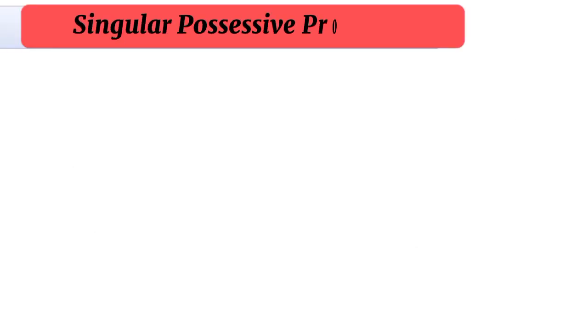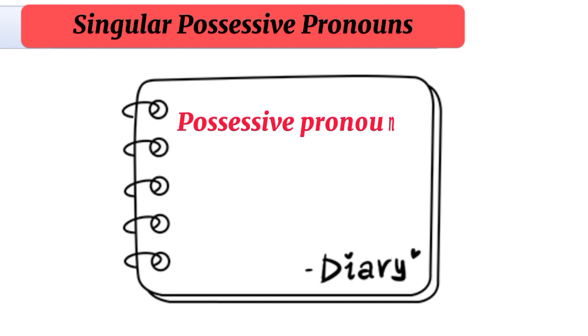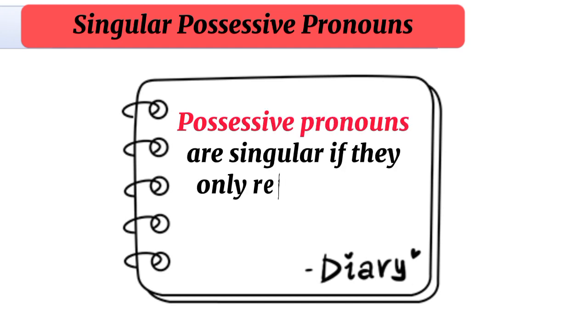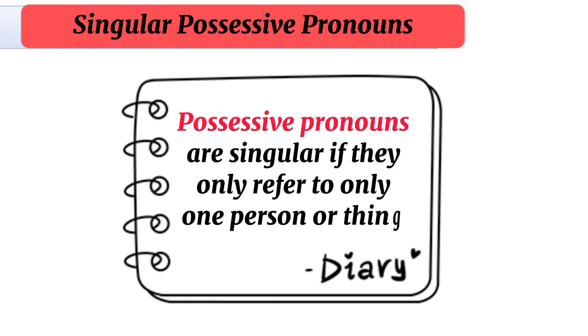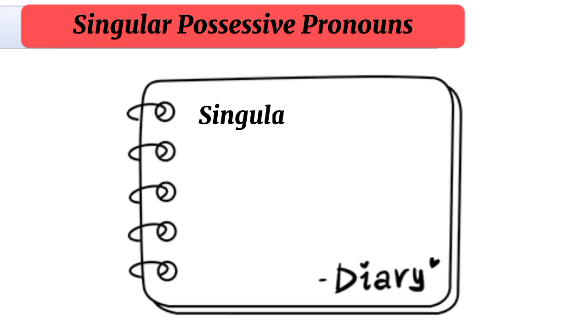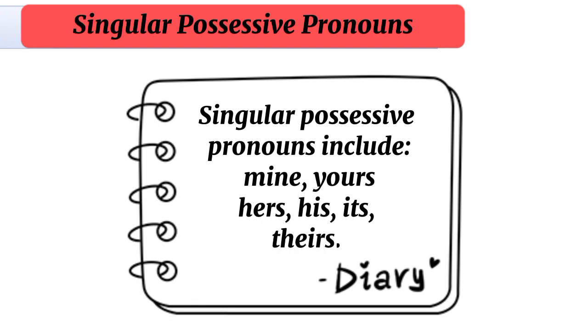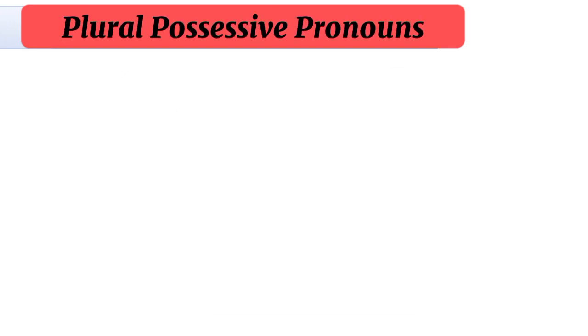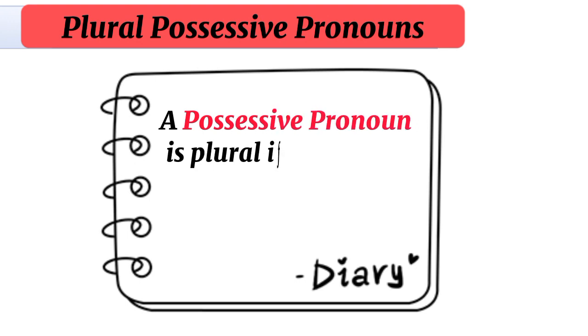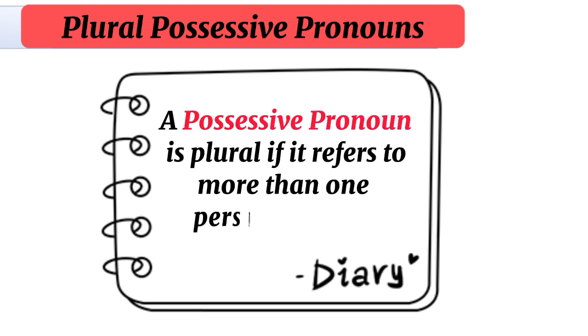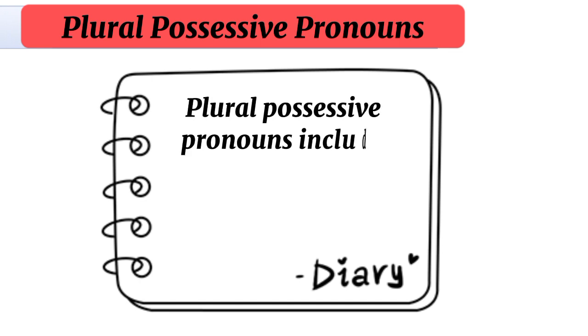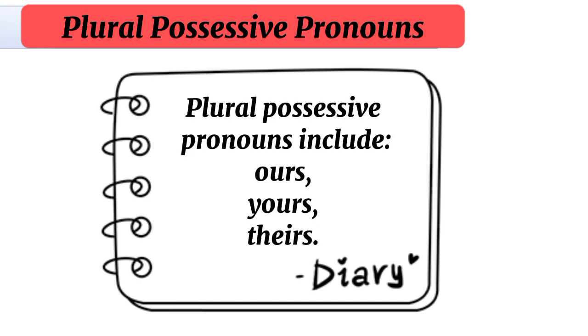Singular possessive pronouns. Possessive pronouns are singular if they only refer to only one person or thing. Singular possessive pronouns include mine, yours, his, hers, its. Plural possessive pronouns. A possessive pronoun is plural if it refers to more than one person or thing. Plural possessive pronouns include ours, yours, theirs.